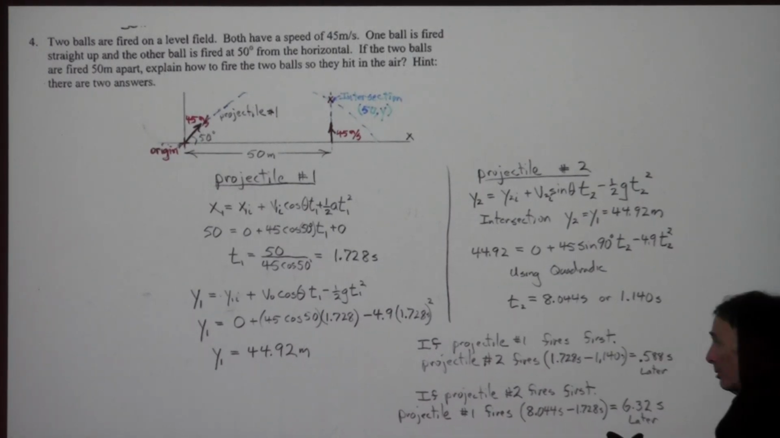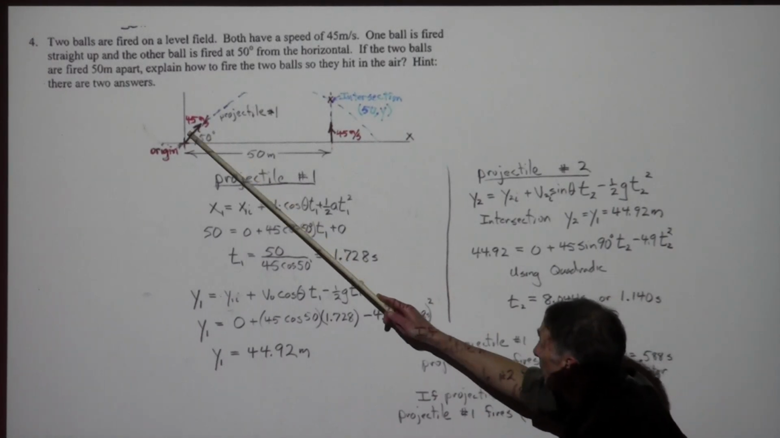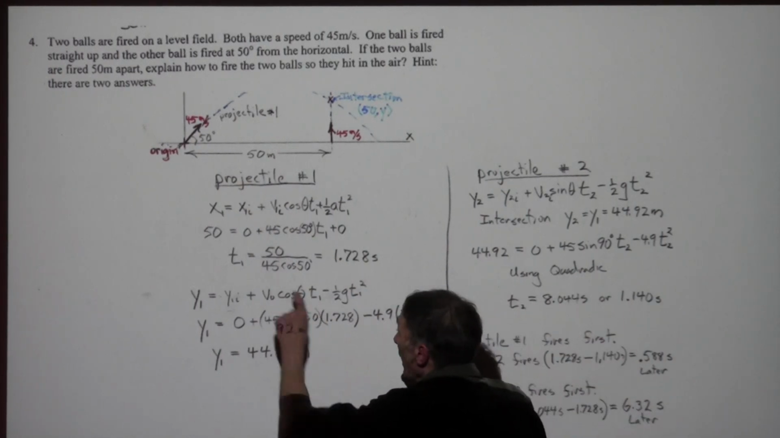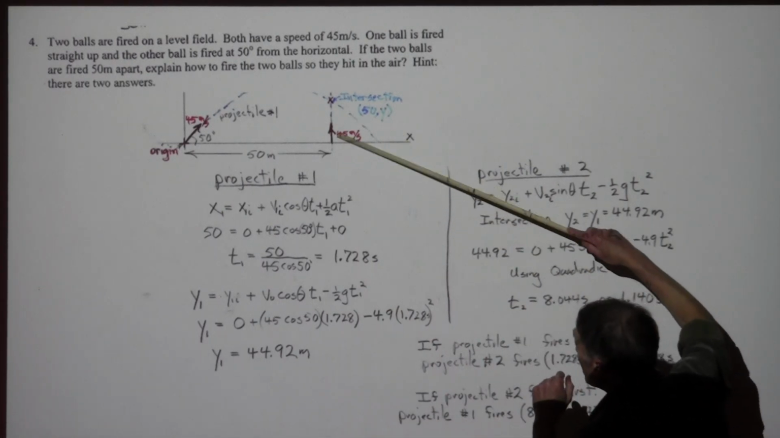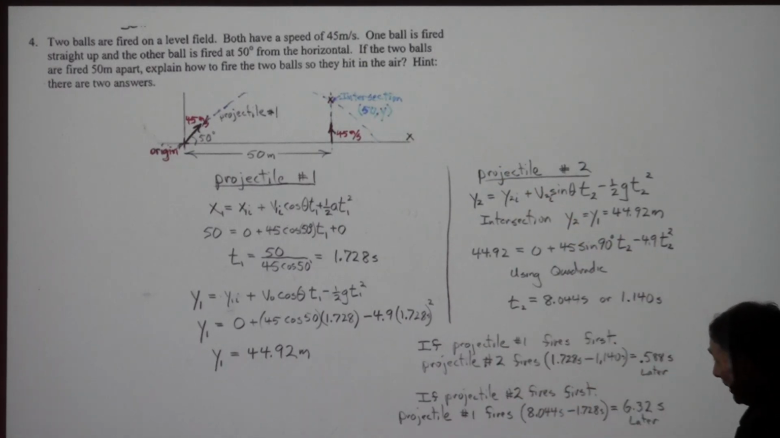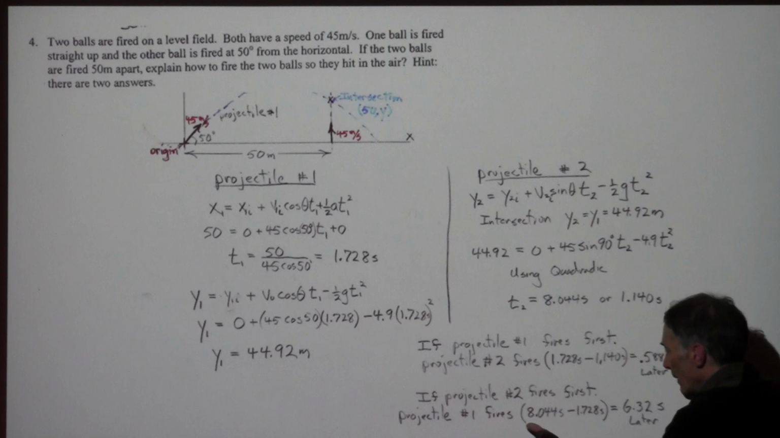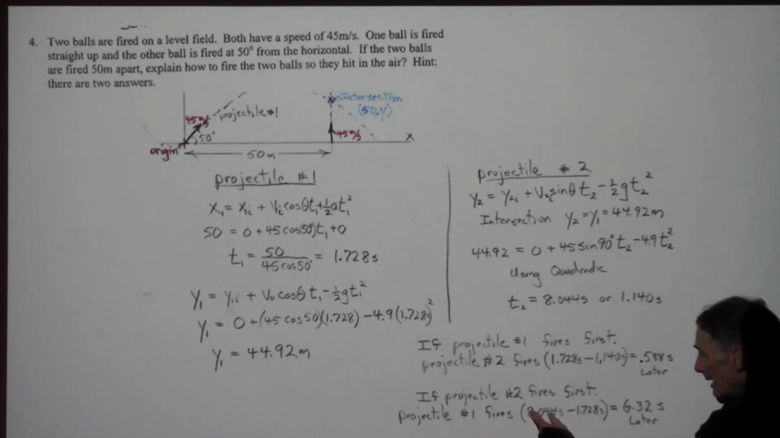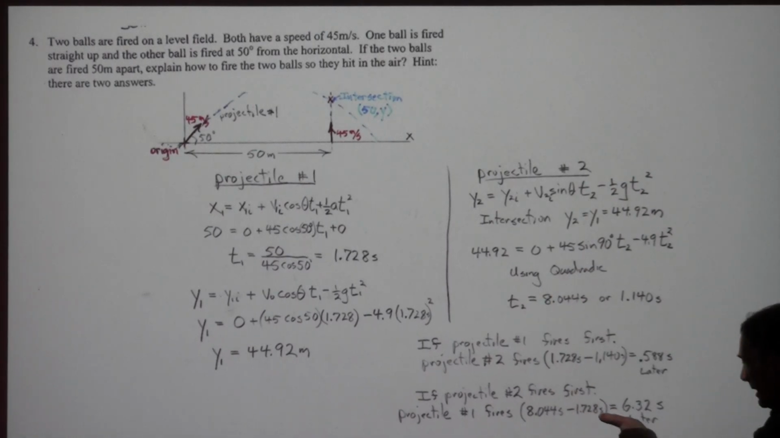Okay, the second solution would be, how about if you fired projectile 2 first? So he fires this off, and you want to hit it with this one. Well, this one still takes this long to get there, but the one going up could, again, go all the way up and come back down to hit it, and that would be at about 8 seconds to do that. So if projectile 2 fires first, projectile 1 fires, it's the difference. It's going to take this long to go all the way up and come back down to that point, minus the time that this first one takes, and so you have to wait 6.32 seconds.